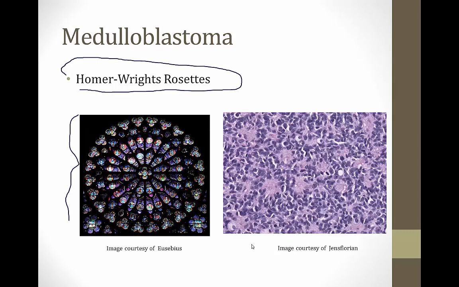Over here on the right, we've got a picture of a medulloblastoma, and you can see that the tumor cells form these circles that are similar to the rosettes in the church. These were called Homer Wright rosettes, named after the man who discovered them, and that's the characteristic finding of a medulloblastoma.